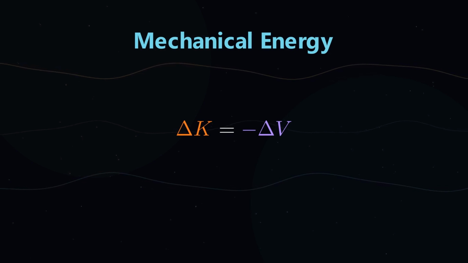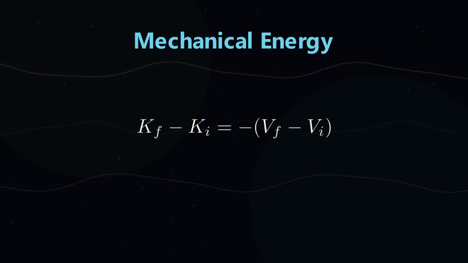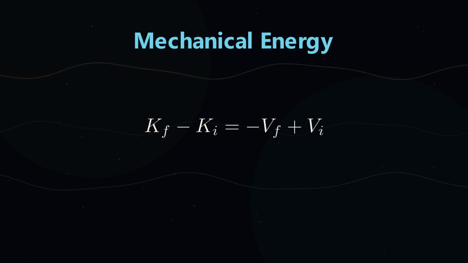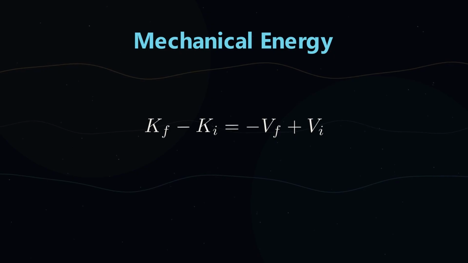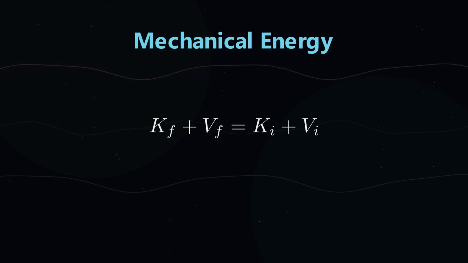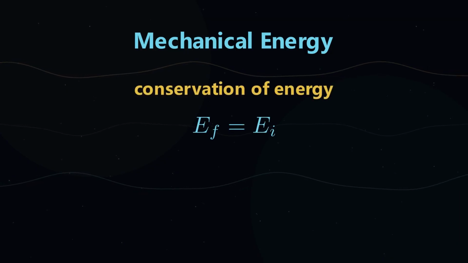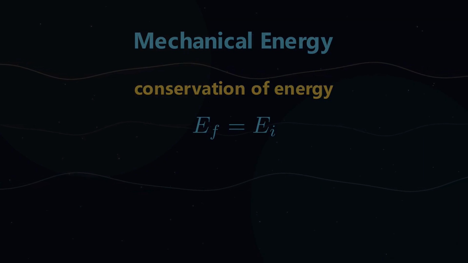Now we expand both terms. K final minus K initial equals minus open parenthesis V final minus V initial closing parenthesis, which becomes K final minus K initial equals minus V final plus V initial. Now we rearrange the terms. K final plus V final equals K initial plus V initial. And this means E final equals E initial. This is the conservation of mechanical energy.